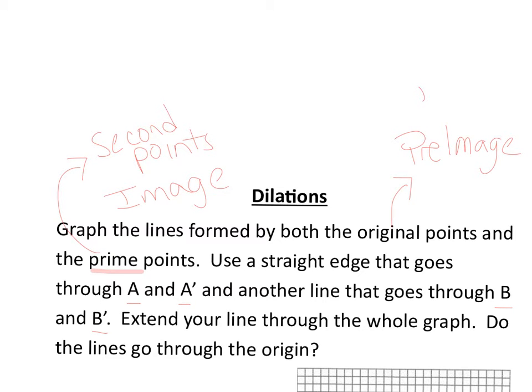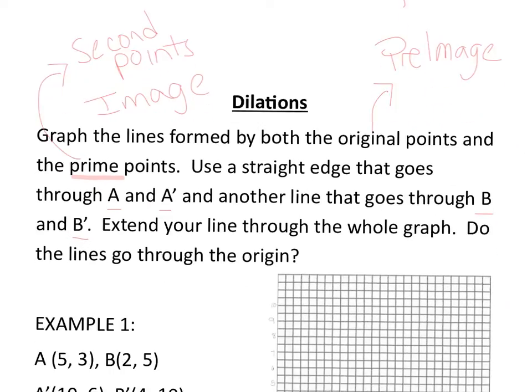And it says use a straight edge. Please use a straight edge. Find something that's straight so that when you trace it, it all works out. If you try to wing it, it's not going to work really well. So it says use a straight edge after you graph them, and then have your line go all the way across your graph, and what do you notice about them, and if they go through the origin.